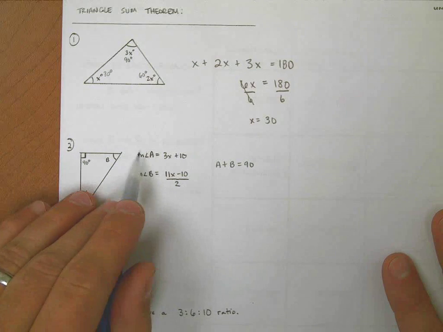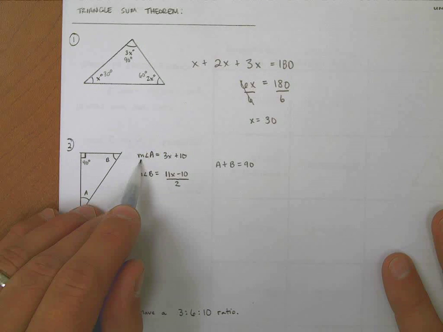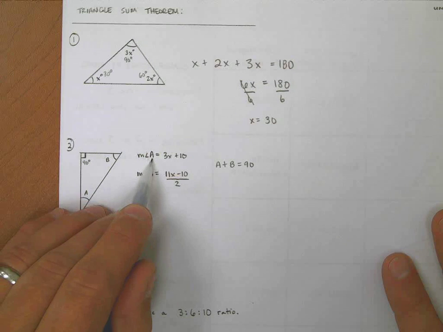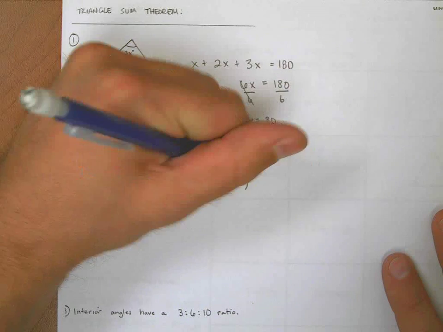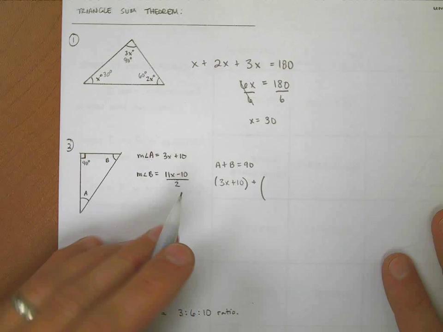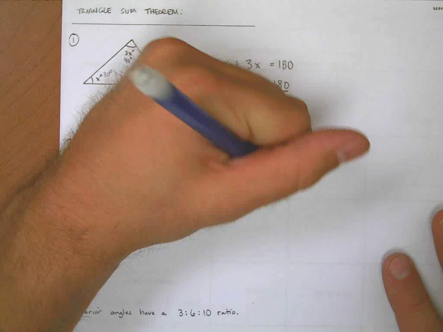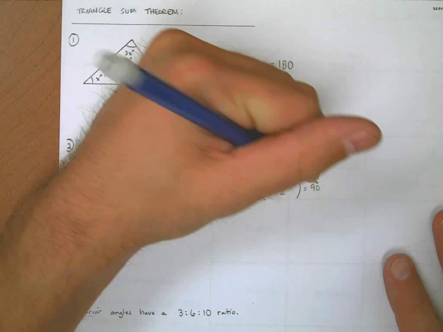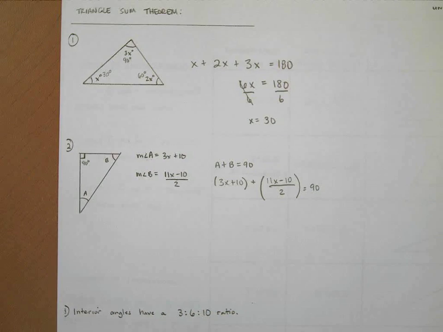And now I'm going to substitute in this given information here. The measure of angle A, that's what M stands for, the measure of angle A is 3x plus 10. And the measure of angle B is (11x minus 10) all over 2. And if I add those two values up, apparently they should add up to 90 degrees, the other 90 that's not part of this right angle.